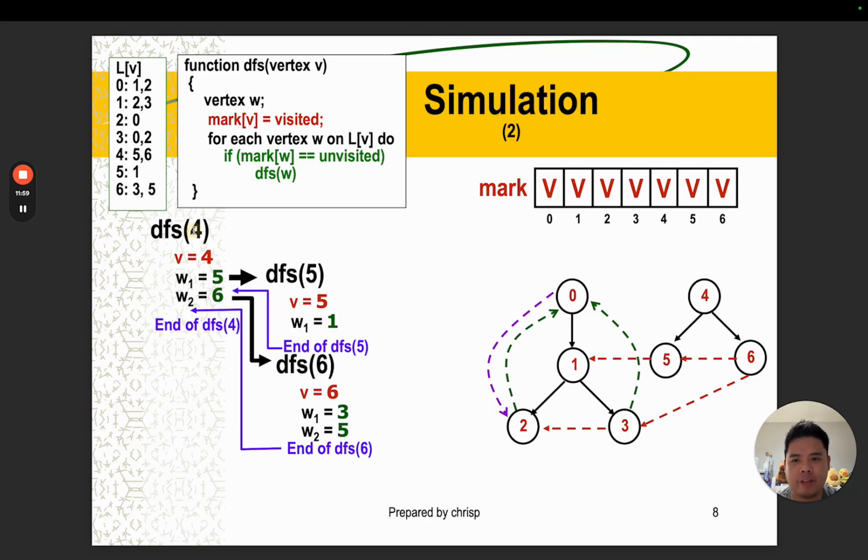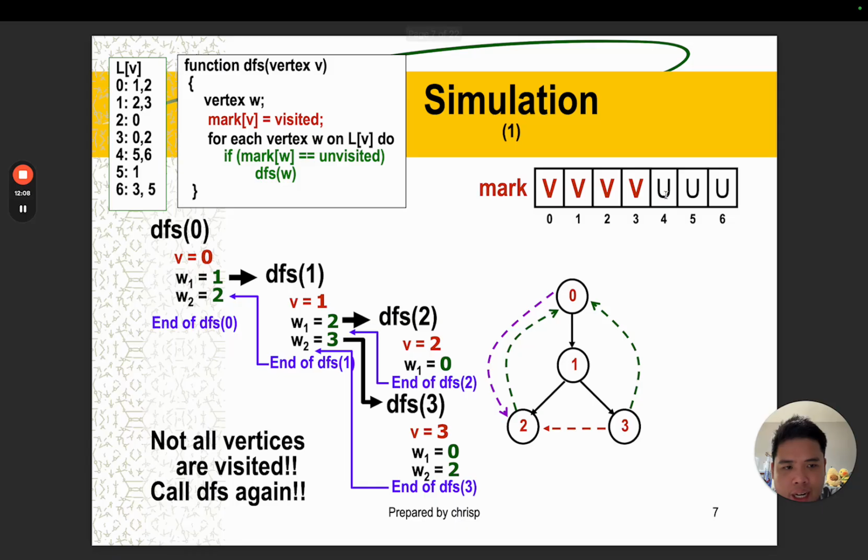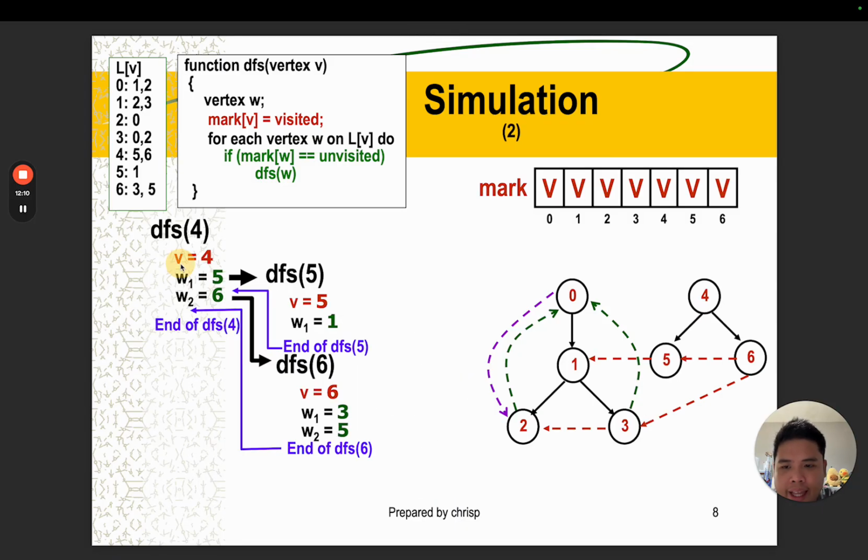So this time, we decided to call DFS 4. So we set 4 to be visited. You'll notice 4 became visited. And then we checked for each adjacent vertex W on L at V. So we're looking at index 4. The adjacent vertices are 5 and 6. So we have W1, W2, which is 5 and 6. I'm going to start with 5.